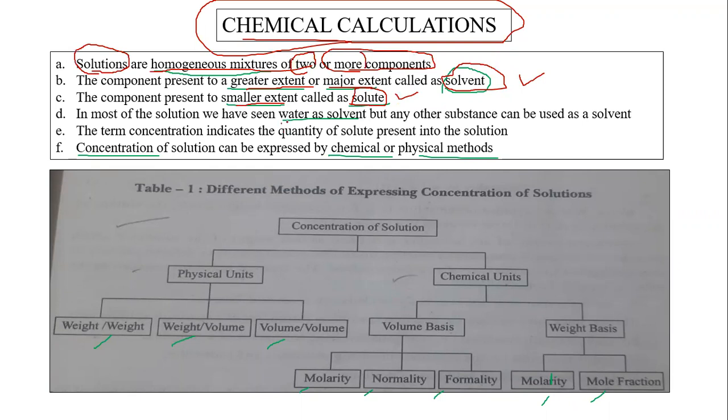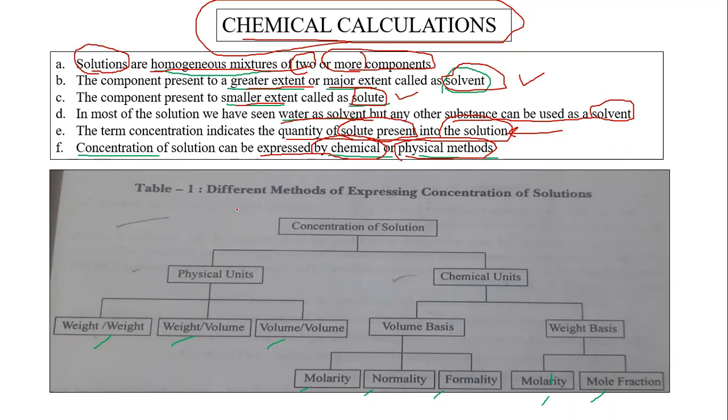In most cases we use water as a solvent, but other liquids or substances can also be used as a solvent. Remember this. The term concentration indicates the quantity of solute present in solution. Remember, I am talking about solution, not solvent. The concentration of a solution can be expressed in two ways: one is by chemical method and the other is by physical method.